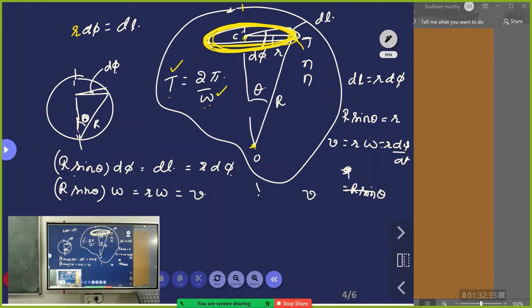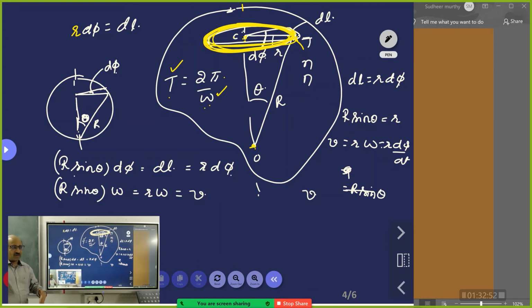See, now go by first principles. What is the speed, dl by dt? That you stand anywhere and measure, it will be the same. That is how you should look at it. Go by first principles.